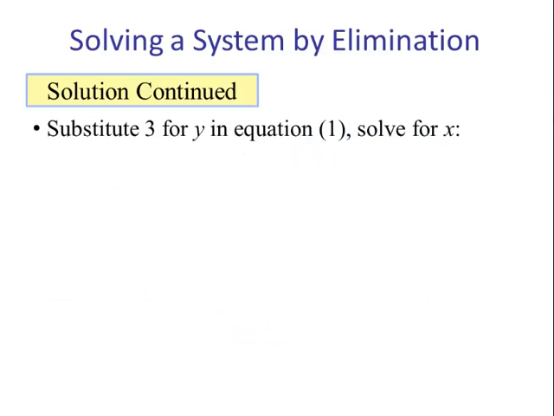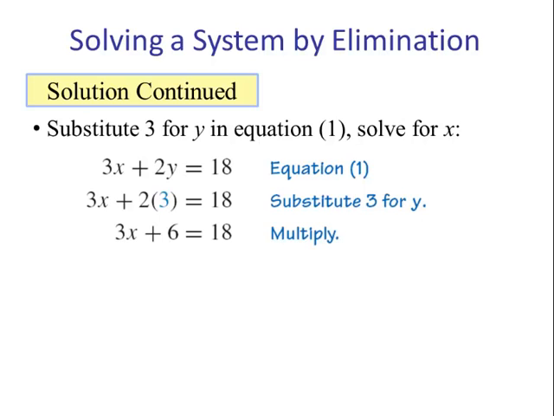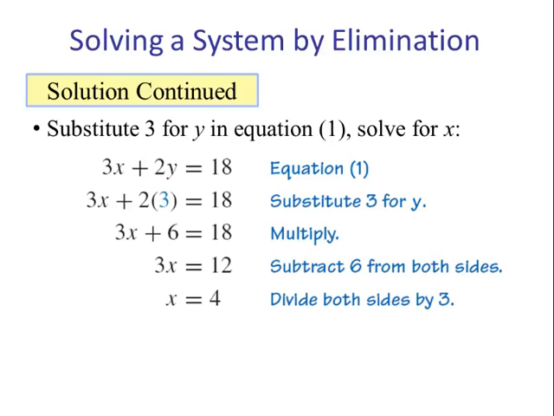Substituting 3 in for y for either equation, and in this case I'm going to use equation 1, we want to solve for x. So we have 3x plus 6 equals 18. Subtract 6 from both sides, we have 3x equals 12. And of course x is equal to 4. So the solution is 4, 3.